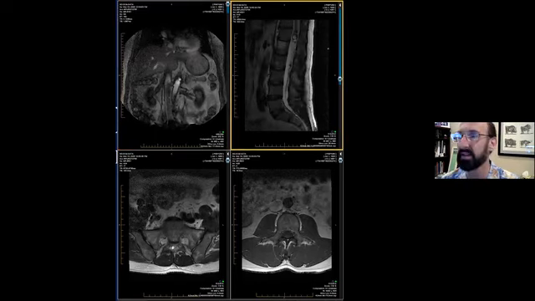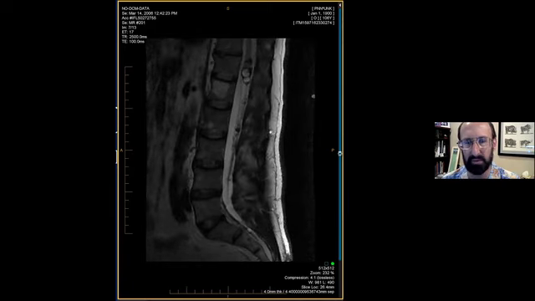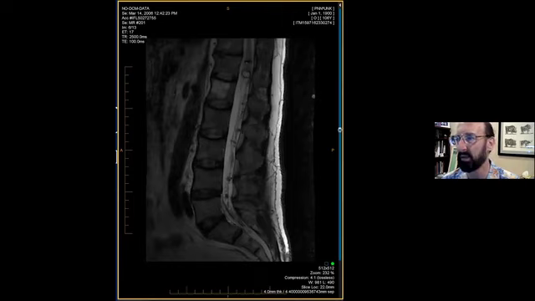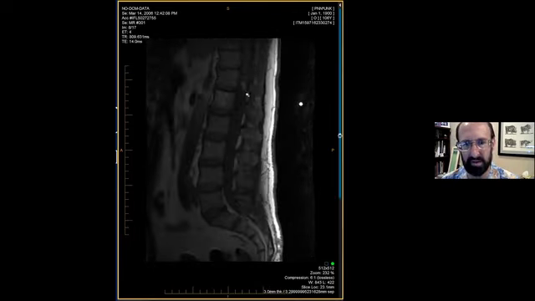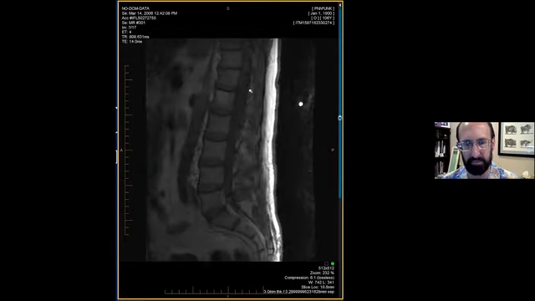Here is the T2 weighted image. I'm going to see if I can blow that up. There we go. The T2 weighted image where you see multiple lesions on the T2 weighted scan. Let's see how it looks on T1 weighted. So here it is on T1 weighted. Let me just window that a little bit better. There we go. Some areas of bright signal intensity.